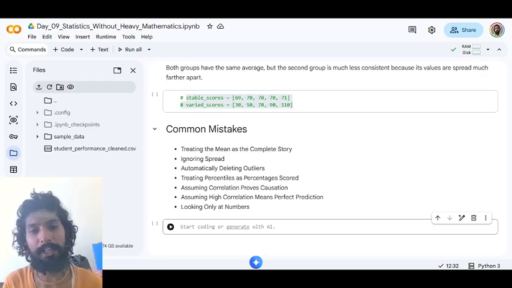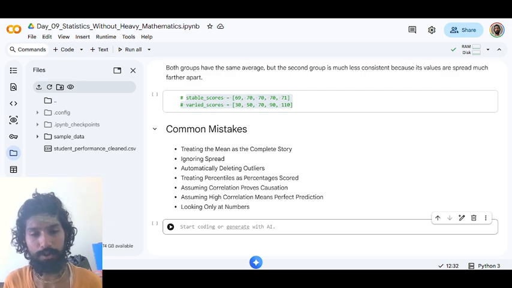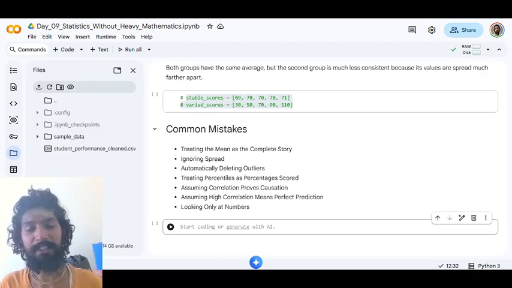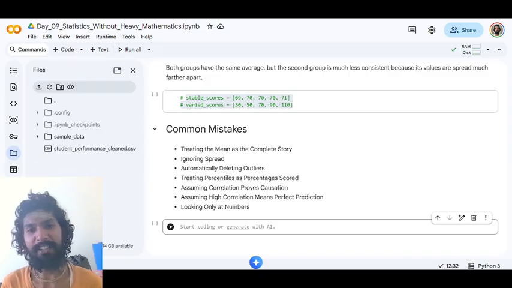Percentiles describe the relative position of values. The 25th, 50th, and 75th percentiles help us understand the lower quarter, middle, and upper quarter of the dataset. Outliers are unusual values that require investigation. They may be errors, rare cases, or important signals. Correlation describes how two numerical variables move together. But correlation does not prove causation, and it does not guarantee reliable prediction.